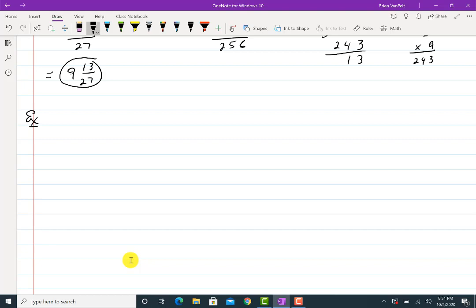Next I have negative 6 3/4 plus 1 1/9. So let me first put these as fractions. Remember, ignore the negative while you're converting. 6 times 4 is 24 plus 3. I have 27 over 4 with a minus in front of it. Over here, 1 times 9 is 9, plus 1 more is 10.